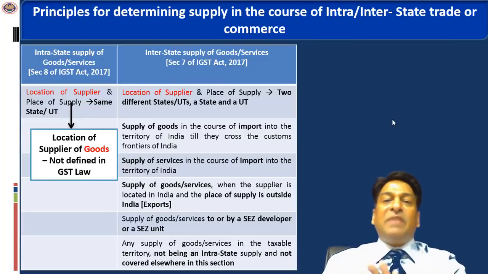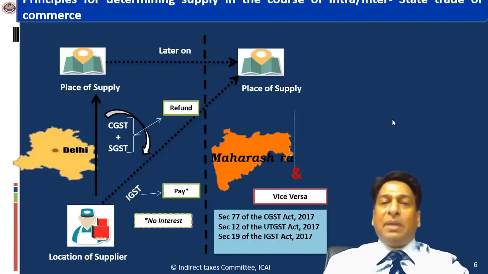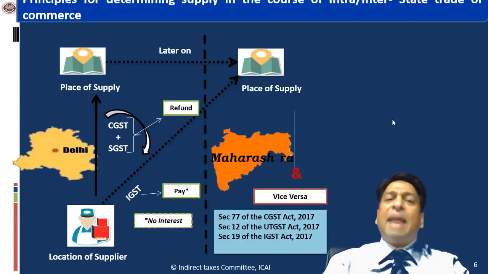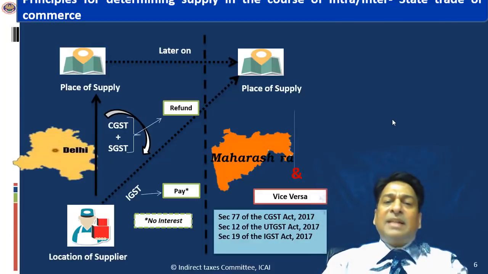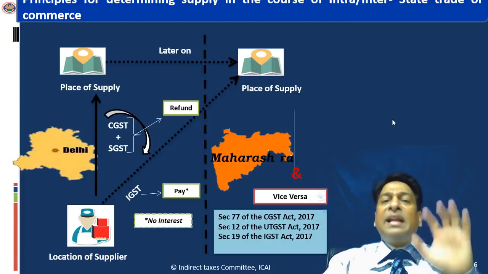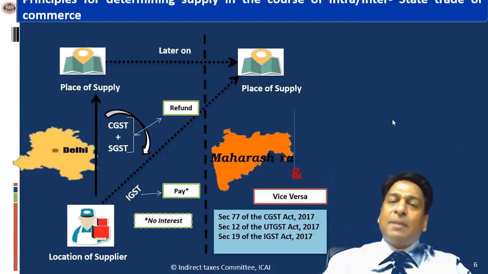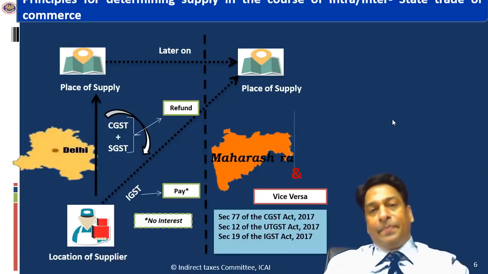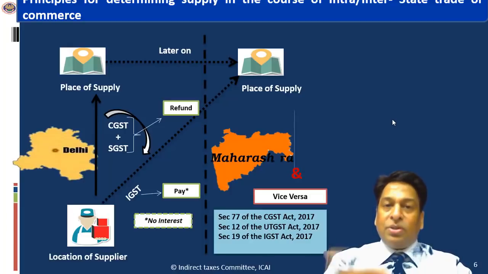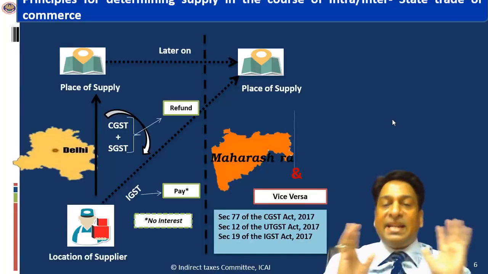Having said that, now we have done intra and interstate. I'm moving to the next example, and I would like to draw your attention. Let's assume I have treated one particular transaction as intrastate. Let's say I've taken an example of Delhi, and I've assumed that the location of supplier and place of supply both are in the state of Delhi. Then I would have charged CGST and Delhi SGST.